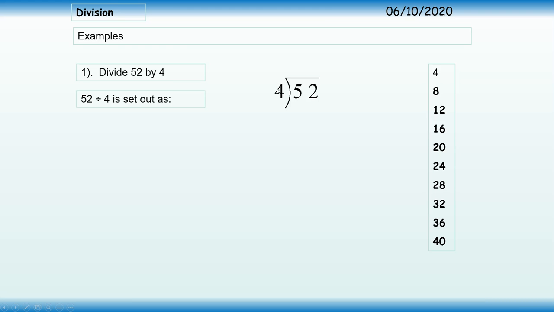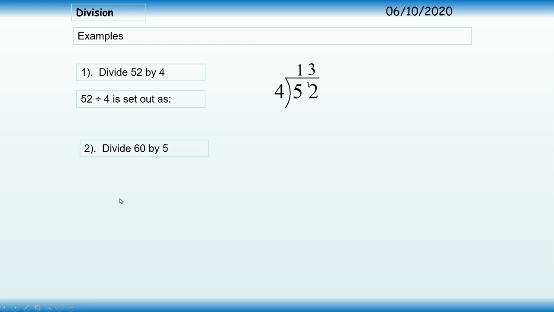First things first, how many times does 4 go into 5? Well, it's going to be between 4 and 8, so it's 1 time, remainder 1, because 5 take away 4 is 1, and then 4 into 12, I can count that: 1, 2, 3 times, so my answer is 13.